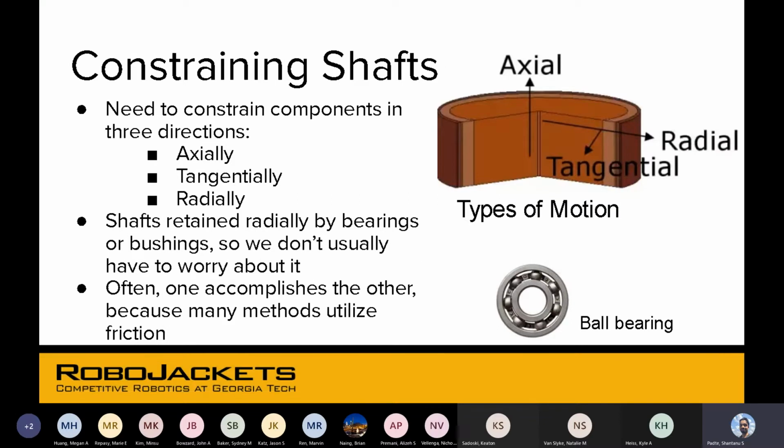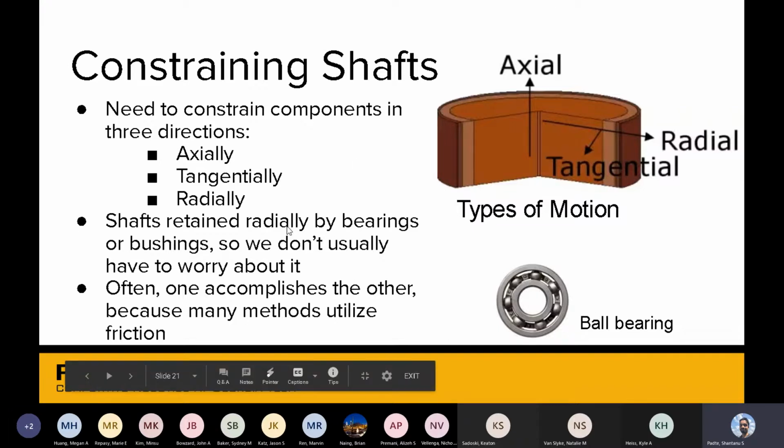Constraining shafts. So all these things we've seen, gears, belts, chains, and pulleys, they all need to go on an axle. So how do you keep things on that axle? You generally need to constrain these components in 3 directions. So axially means along the axis of your shaft.